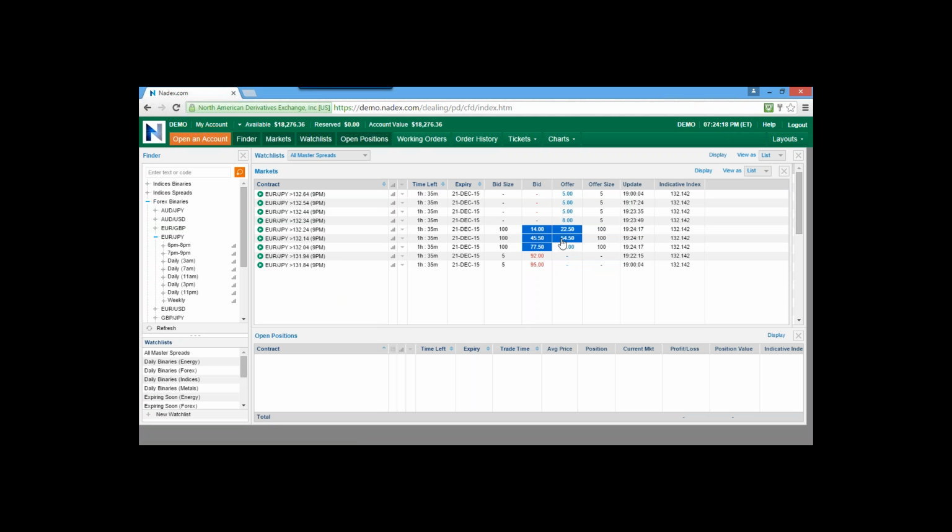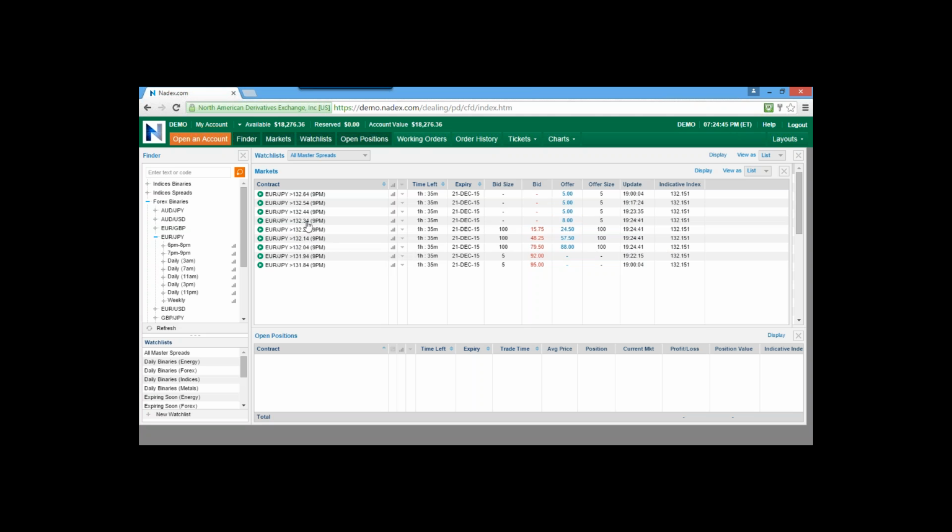Well, why is this one priced right in the middle around 50? Well, the market is at 132.14. The strike price is 132.14. So it's kind of right in the middle between 0 and 100. Because the closer we get to this binary expiring, the closer it's going to get to being worth either 0 or 100, right? So the reason this one's priced right around 50 when you average them out, is because the market's right there. It could go either way.